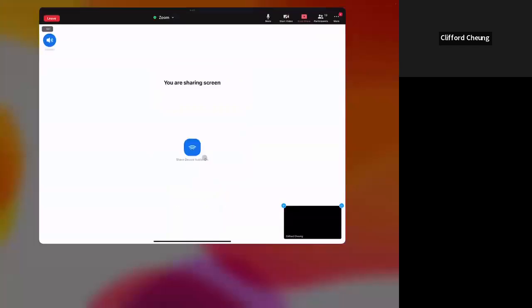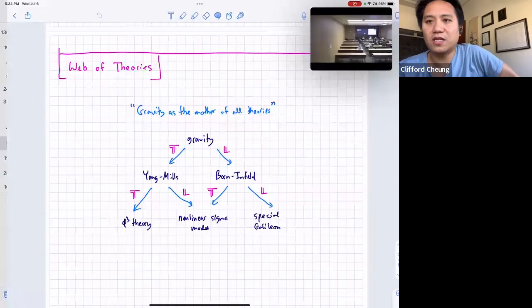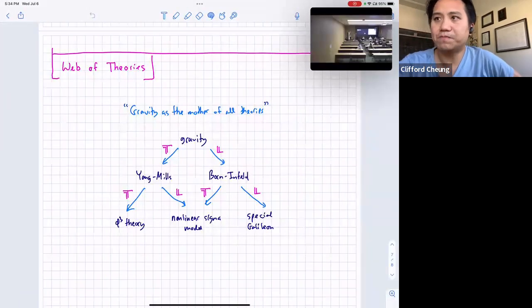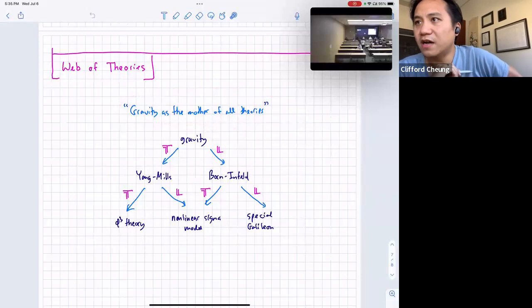Okay, so let me share my screen here. Now, last time, where did we end off? We ended with this discussion of a curious unity between amplitudes of all different types. Hopefully you can see my screen here. We had this mantra that gravity is the mother of all theories. Do let me know if you can't see my screen. I think you can, but just in case, let me know.